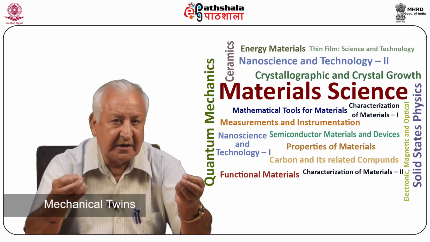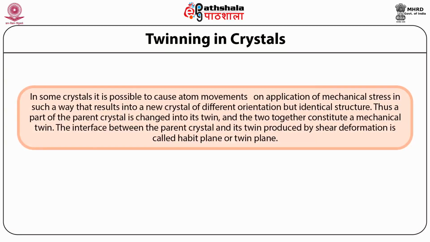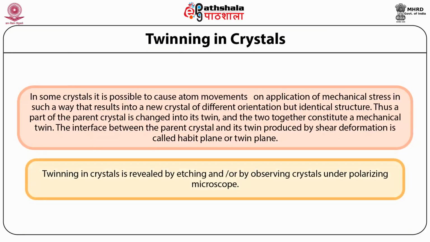Number 3. Mechanical twinning. In some crystals, it is possible to cause atomic movements on application of mechanical stress in such a way that it results in a new crystal of different orientation but identical structure. Thus, a part of the parent crystal is changed into its twin, and the two together constitute a mechanical twin. The interface between the parent crystal and its twin produced by shear deformation is called the habit plane or twin plane. Twinning in crystals is revealed by etching and or by observing crystals under a polarizing microscope.